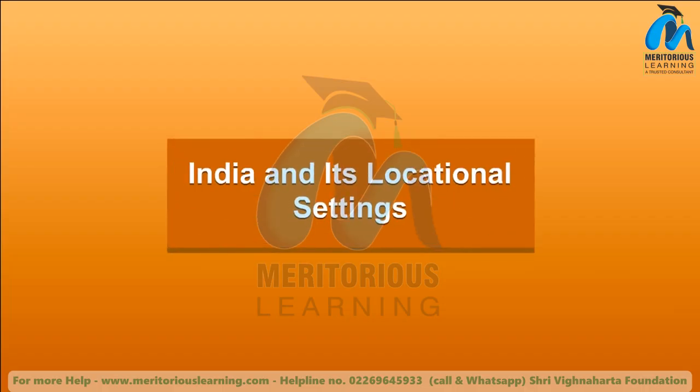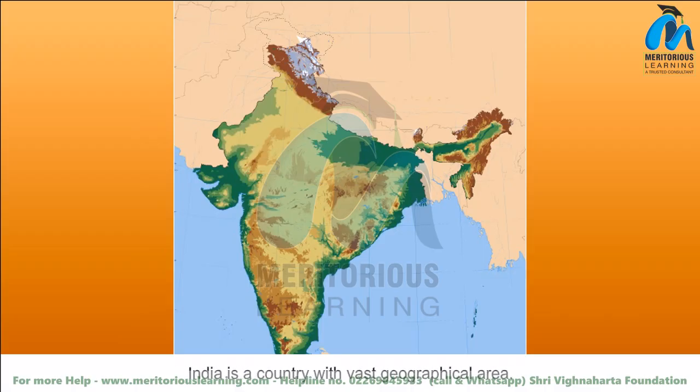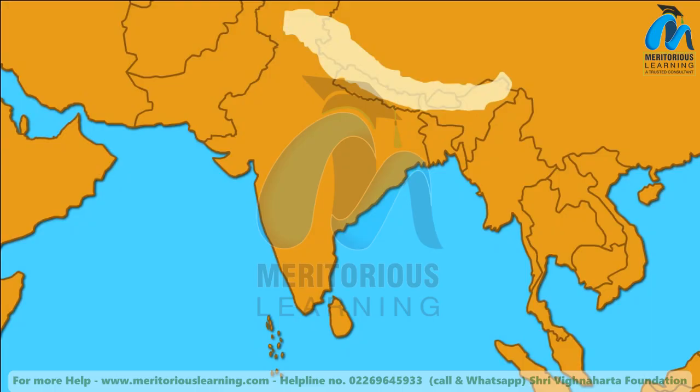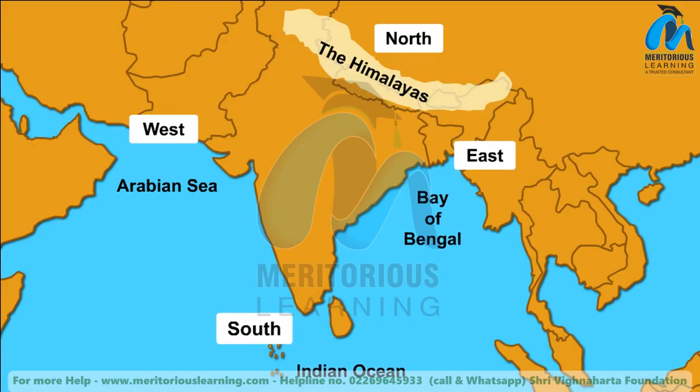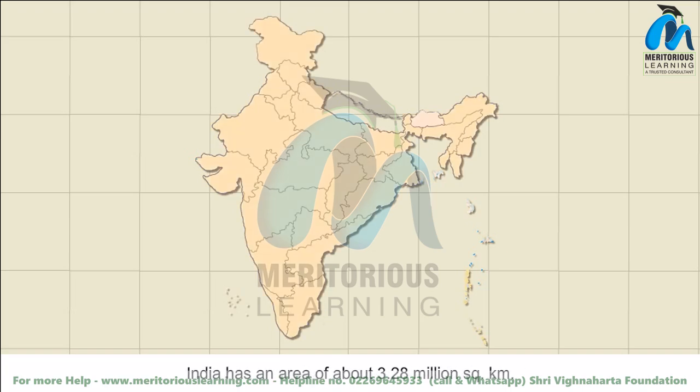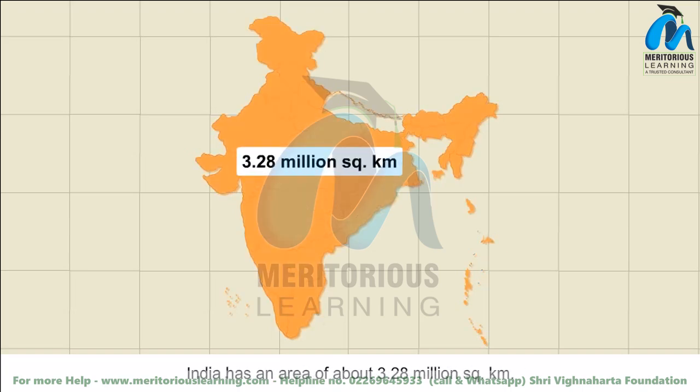India and its locational settings. India is a country with a vast geographical area. India is bound by the Himalayas in the north, the Arabian Sea in the west, the Bay of Bengal in the east, and the Indian Ocean in the south. India has an area of about 3.28 million square kilometres.